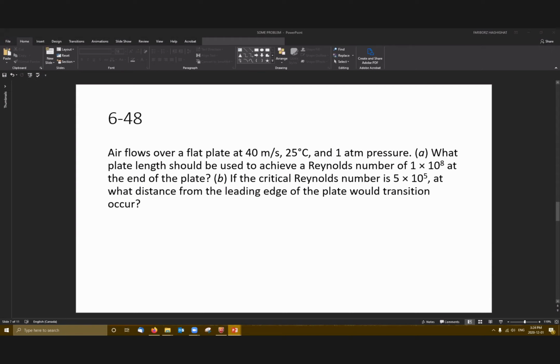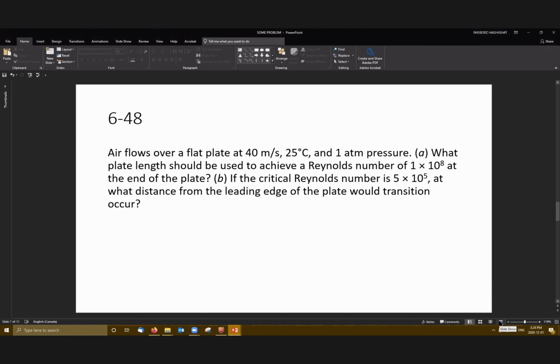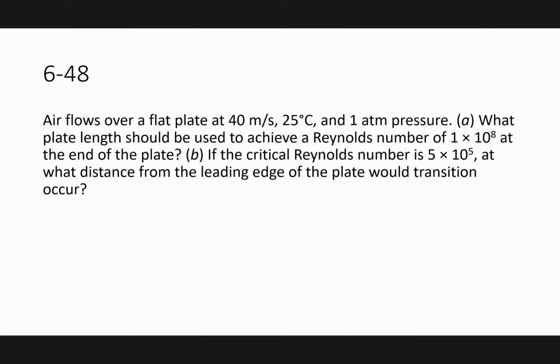Any question? I believe this was easy. It's chapter 6, and we are talking about airflow over a flat plate. It mentions the velocity, and at what temperature the air is coming. Therefore, we can use this information to look at the physical properties of the air at that temperature. It asks what plate length should be used to achieve a Reynolds number of this value.